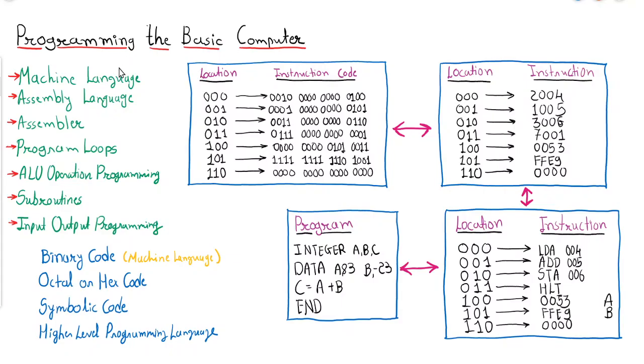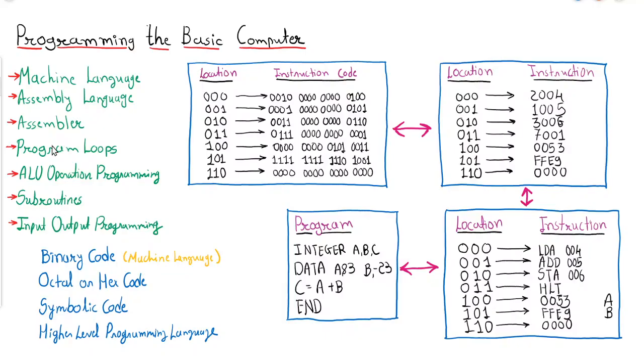We'll start with the machine language, then we will discuss assembly language, then we will continue our discussion with the assembler. In the assembler we will try to understand how any program passes through two phases of the assembler, how the address symbol table will be generated, and then how the binary program will be generated using that address symbol table. That we will discuss in this unit.